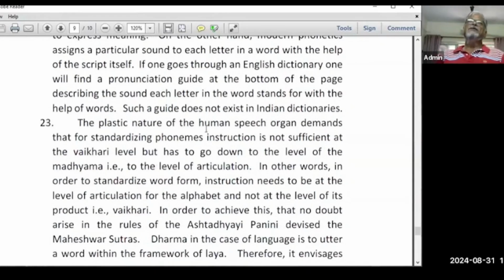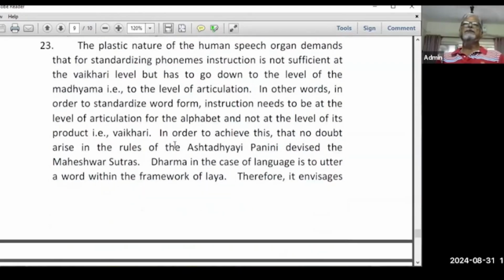The plastic nature of the human speech organ demands that for standardizing phonemes, instruction is not sufficient at the vaikari level, but has to go down to the level of the madhyama, that is, to the level of articulation. In other words, in order to standardize word form, instruction needs to be at the level of articulation for the alphabet and not at the level of its product, that is vaikari. In order to achieve this, so that no doubt arises in the rules of the Ashtadhyayi, Panini devised the Maheshwar Sutras.